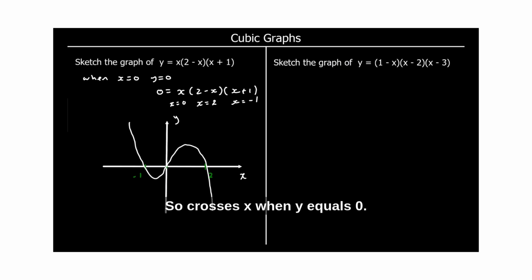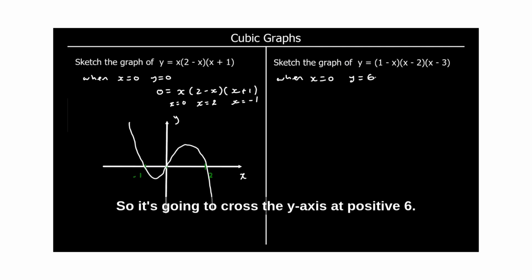So it crosses x when y equals 0, and crosses y when x equals 0. When x equals 0, we're going to have 1 times negative 2 times negative 3. Negative 2 times negative 3 is plus 6, positive 6. So it's going to cross the y-axis at positive 6.